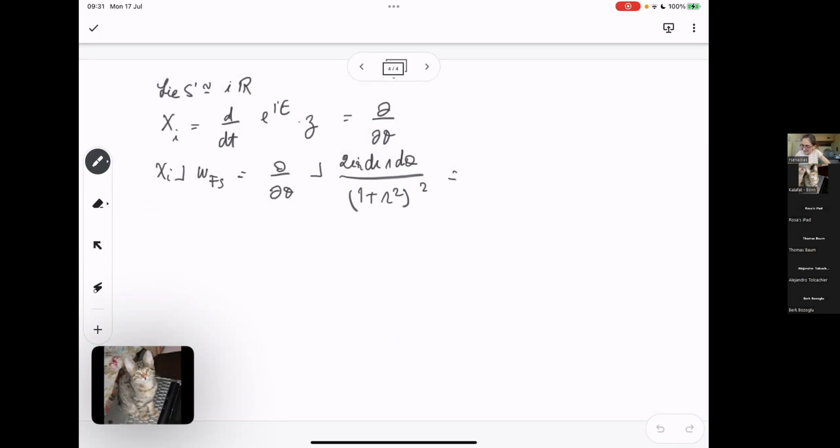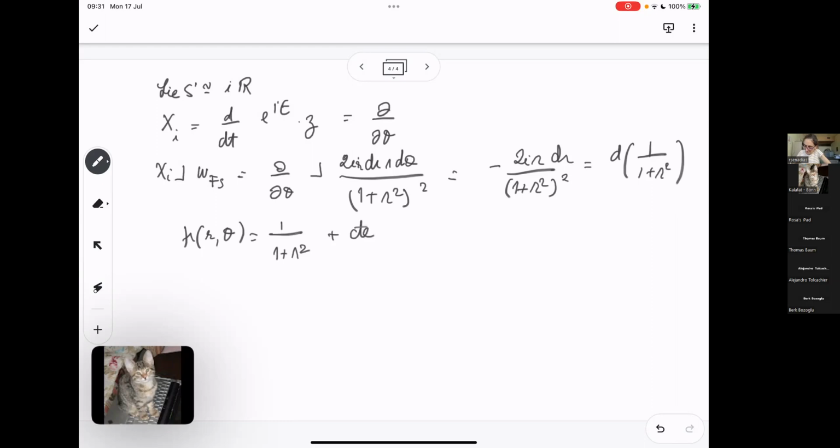So this is minus this. And we can calculate the primitive. It's d of this. So this is the moment map. You can see that it's equivariant. It's this up to a constant. You can see that it's equivariant, and we can calculate the moment map image. It's just the interval 0, 1.